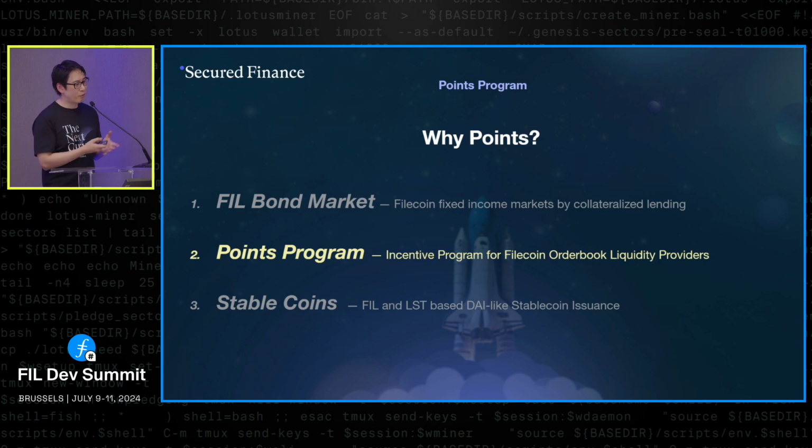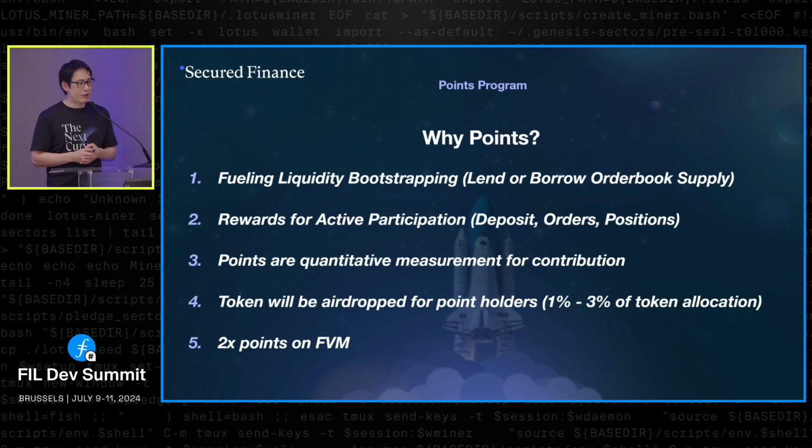And then the second point I want to talk about is the points program. It's basically an incentive program. I think a lot of people nowadays are so exposed to lots of points programs. We need points to incentivize because the order book requires a lot of liquidity. So we incentivize them. Why we need points is we want to fuel liquidity bootstrapping. Initial liquidity is kind of the biggest problem for us, because we have to match the lending side and the borrowing side, both sides. It's a chicken and egg problem.